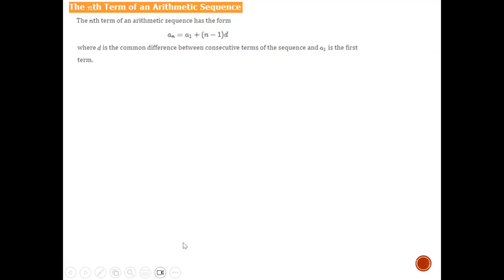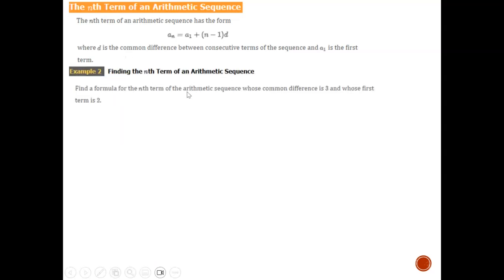Now, this is the formula to find the nth term. It says the nth term of an arithmetic sequence has the form an equals a1 plus n minus 1 times d, where d is the common difference between two consecutive terms of the sequence and a1 is the first term. So all we need is two things: a1, the first term, and the difference.